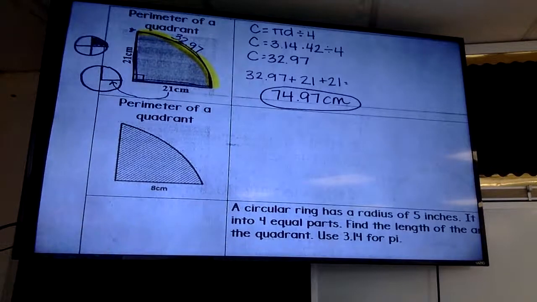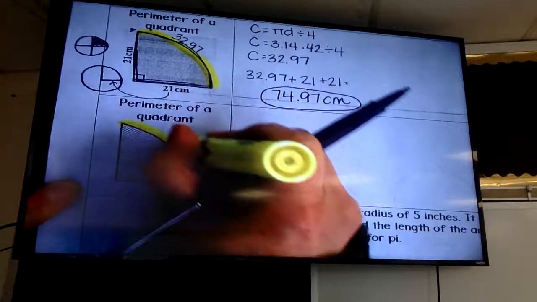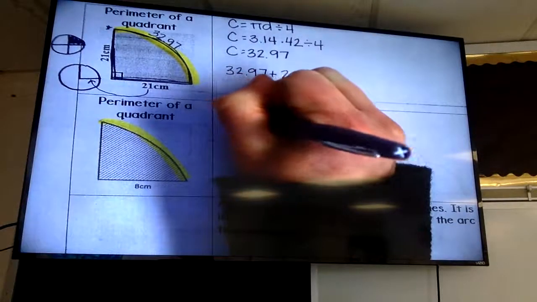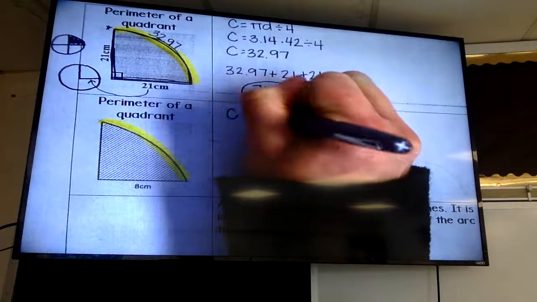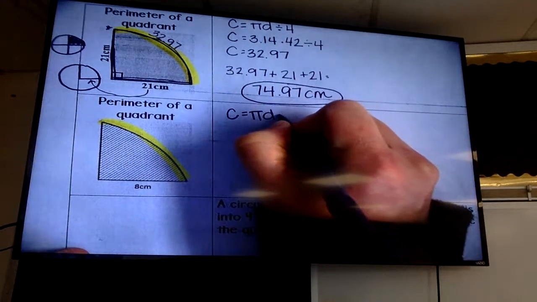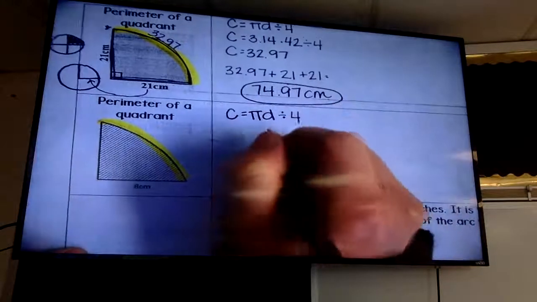All right, let's try another one. A perimeter of a quadrant. All right, first thing I want to do is figure out that arc portion. Okay, so I'm going to say circumference equals pi times diameter, but we're talking about a quadrant, and a quadrant is a fourth, so I'm going to divide by 4.